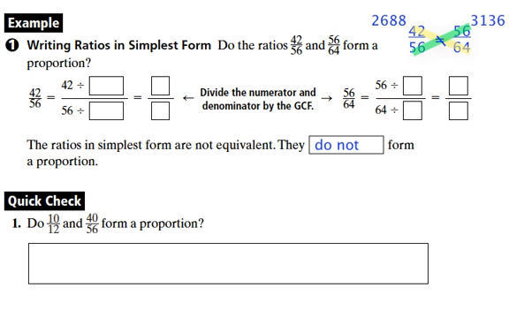Now let's try number 1. Do 10 over 12 and 40 over 56 form a proportion? First, start by writing them as two ratios we can cross multiply. We're going to take 56 times 10 to start with, which is 560. Then we need to multiply 12 times 40, which is 480. Again, these are not equal cross products, so this is not a proportion either.